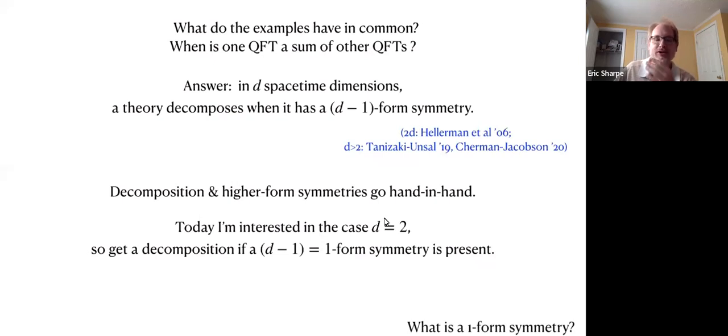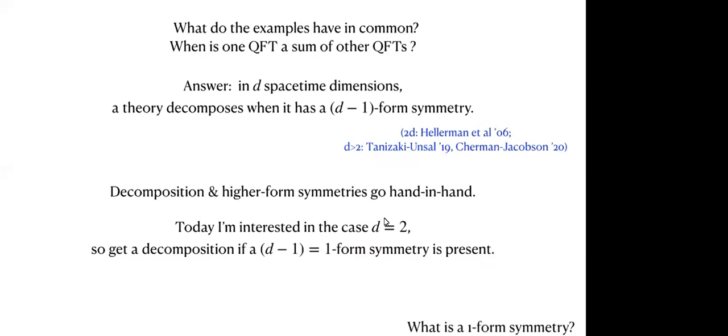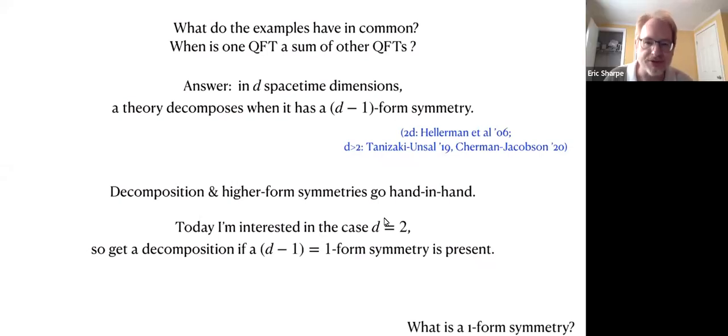So today I'm mostly going to be talking about any theory. If I find a D minus one form symmetry, then I'm guaranteed that it will decompose. It should. In principle, there could be an anomaly, but so long as that D minus one form symmetry is non-anomalous, then the theory should decompose. And if you find what appears to be a counterexample, let me know. I would be very, very interested to study it. But I believe it's both necessary and sufficient.